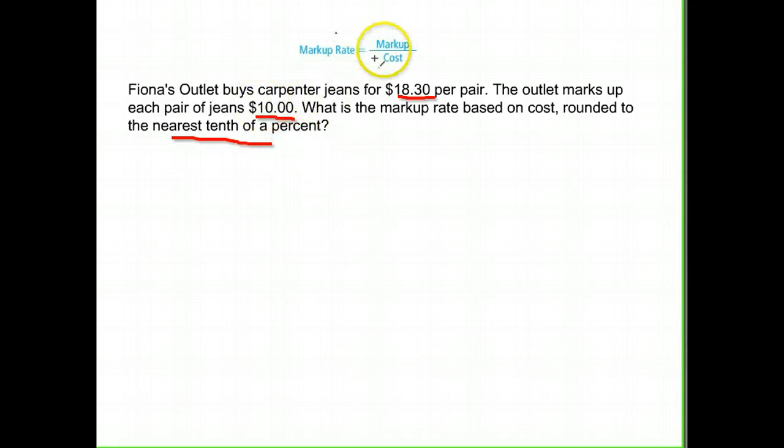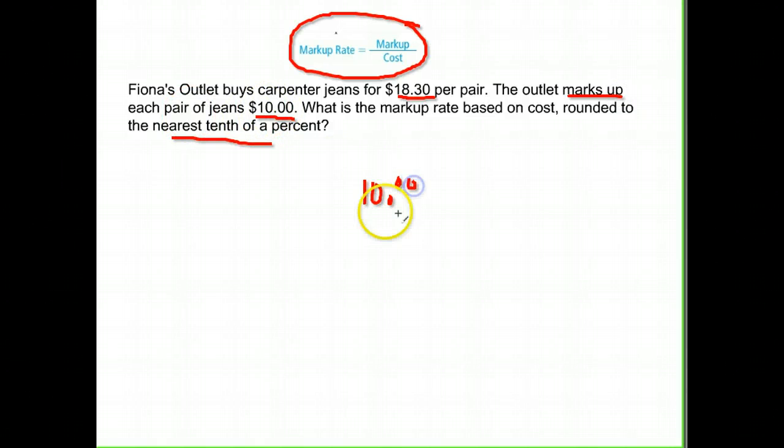Okay, so here's our rule. To find the rate, you take the markup divided by the cost. Sometimes they will tell you the selling price and you'll have to find the markup, but for this question, they just said they mark it up by $10. So we are doing the markup, $10, divided by the cost. The cost to the store was $18.30. You go ahead and divide that.